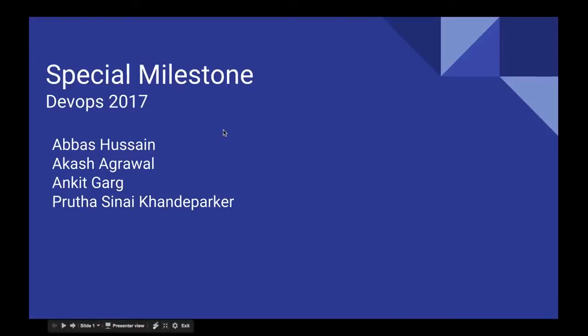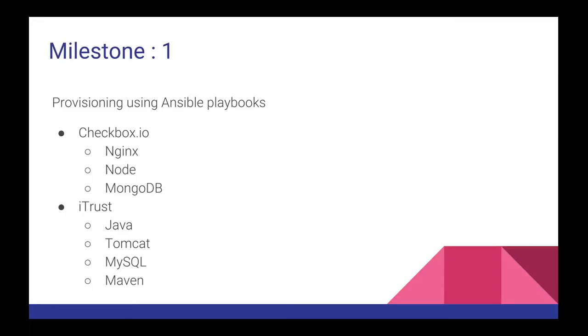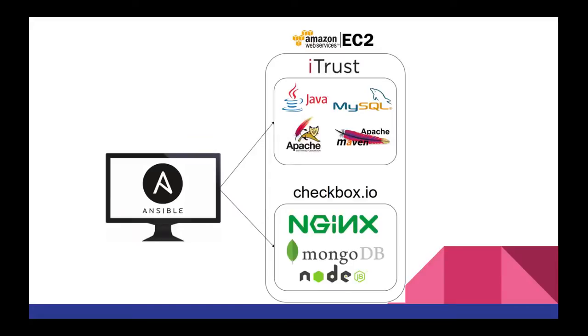This is the presentation for the DevOps special milestone. In the first milestone, our task was to set up configuration management and build environments for iTrust and Checkbox.io. We used AWS EC2 to run these applications.